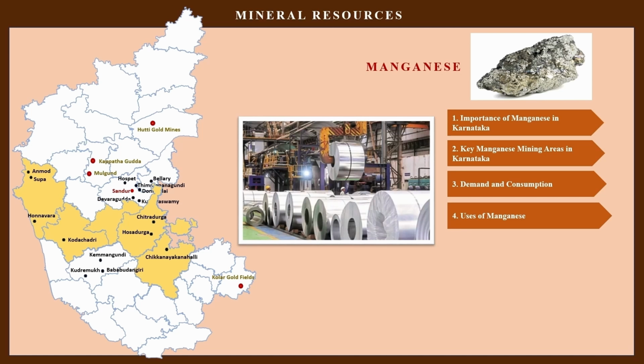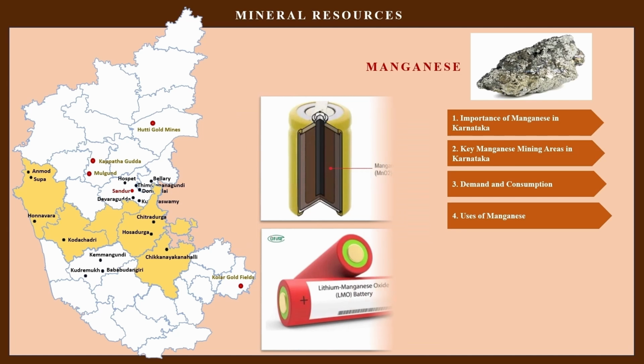Whenever you want to strengthen a steel that is produced from iron ore, we use manganese as an alloy also. Okay. The other importance of manganese is in lithium ion batteries. It is used in the production of rechargeable lithium ion batteries. It is a key component in the cathodes of these batteries. So in the cathodes of these batteries, manganese is used.